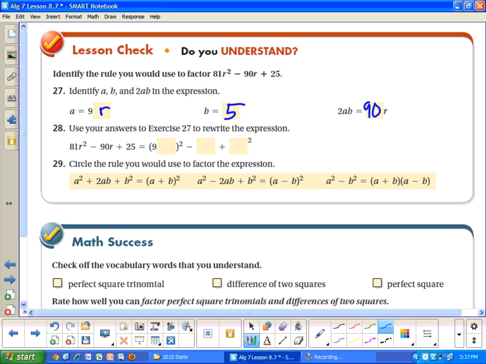All right. We would rewrite the expression using the a, the b, and the 2ab that we just found. So we would do 9r squared minus 90r plus 5 squared. And the rule we would use, since it has a minus in, is that one.